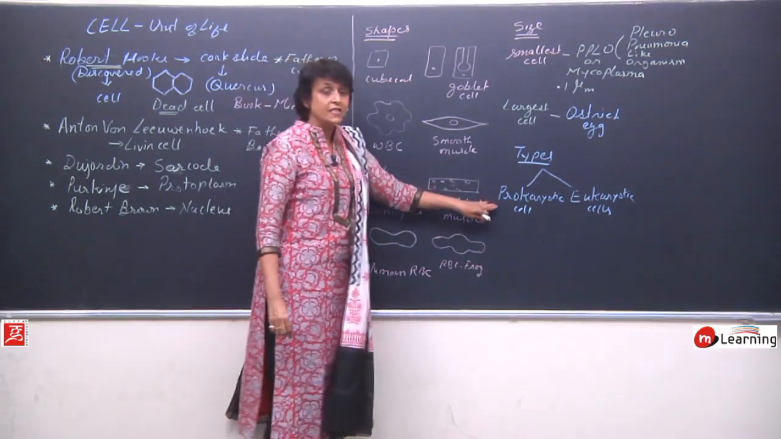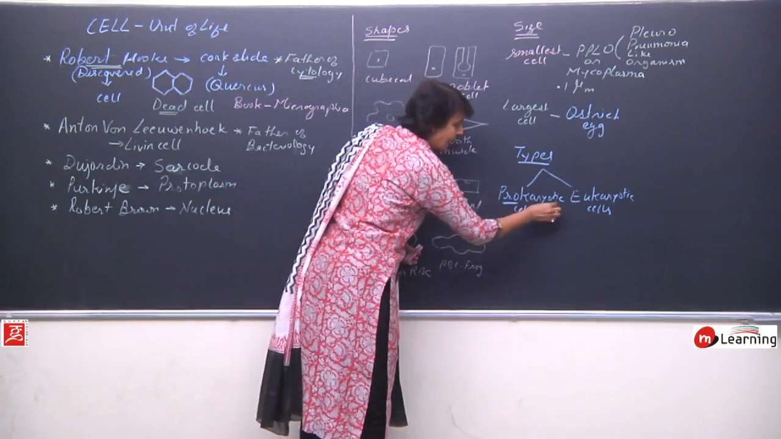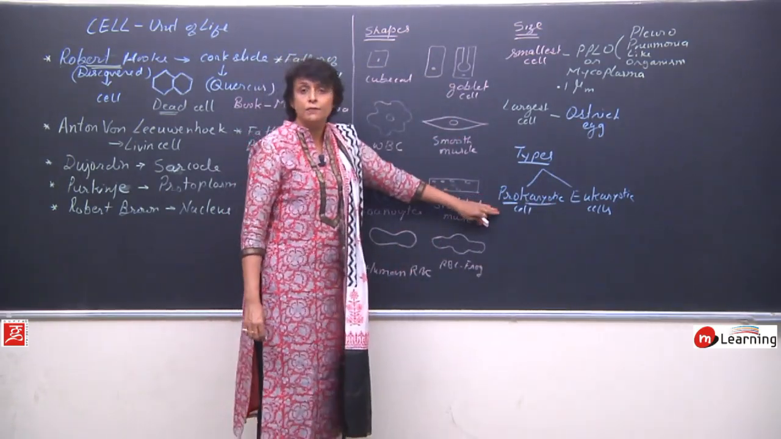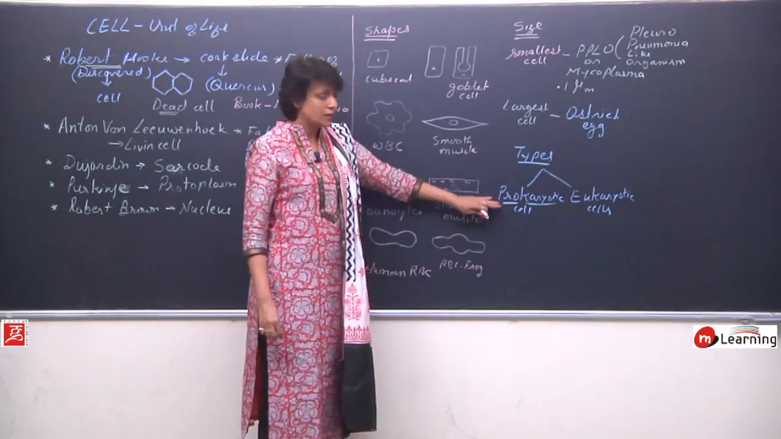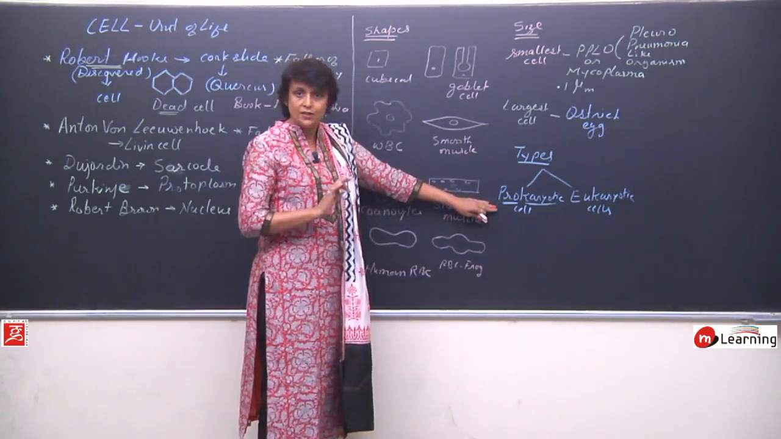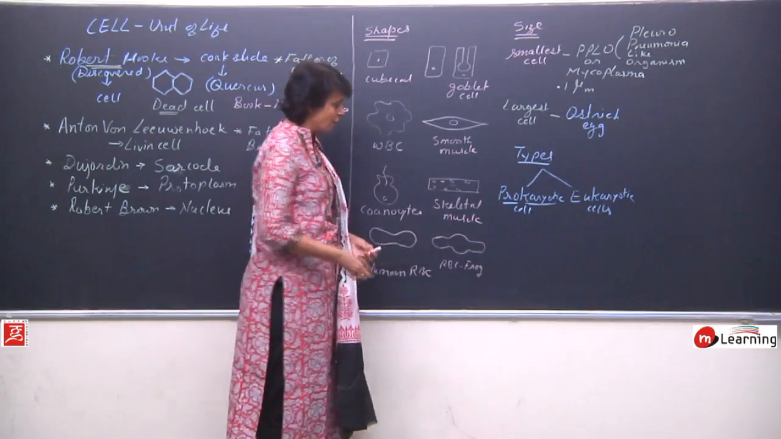The term prokaryotic is derived from two words. Pro means primitive and karyon means nucleus. The cells which have a primitive nucleus. Now what is a primitive nucleus? A primitive nucleus is one where there is no membrane surrounding the genetic material. So it is basically naked genetic material which is found in the cell.